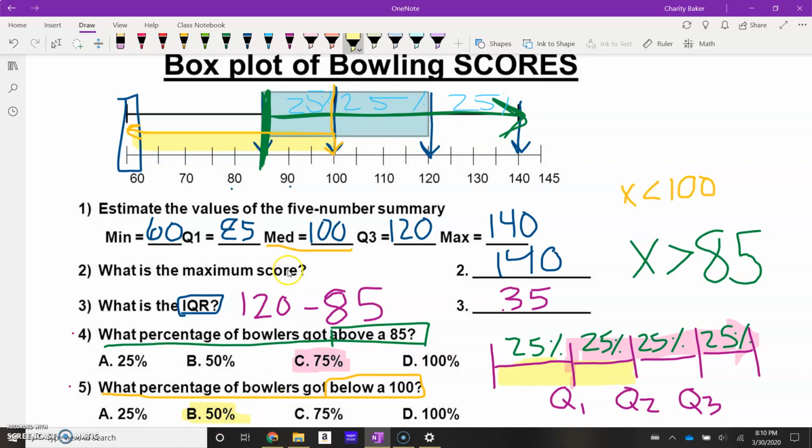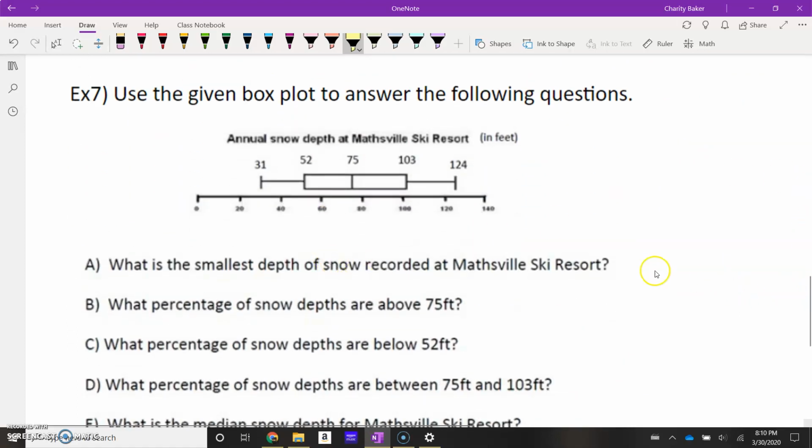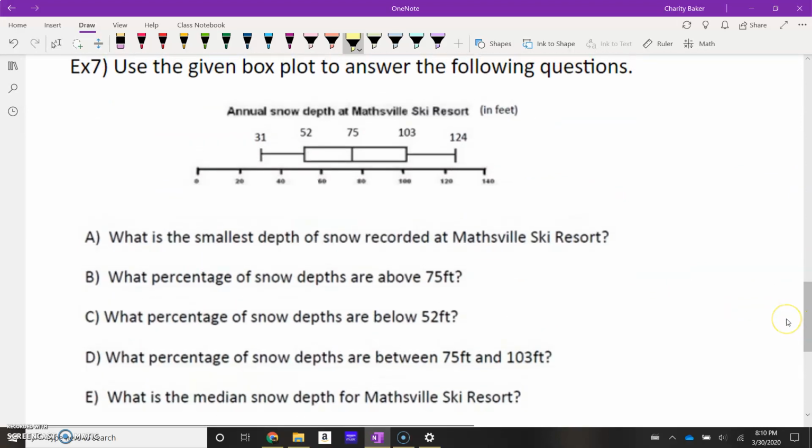I want you to try this next group of problems here. These are all open-ended, okay? So just pause the video and try these first, and then go watch the video and the next video and see if you got it right. Good luck.